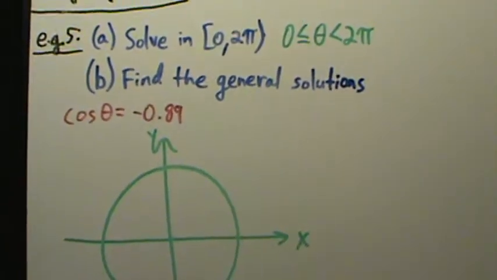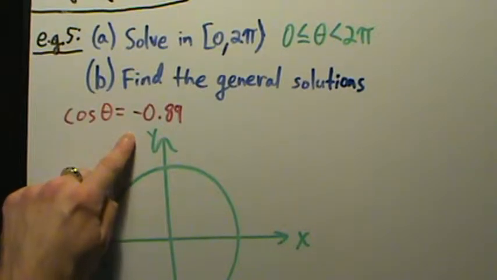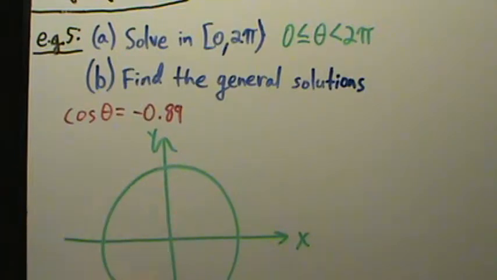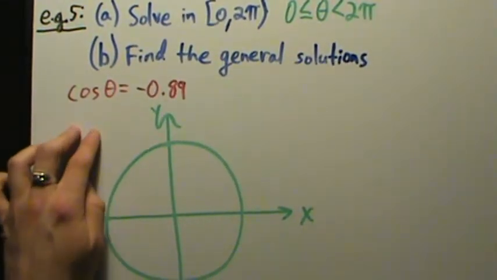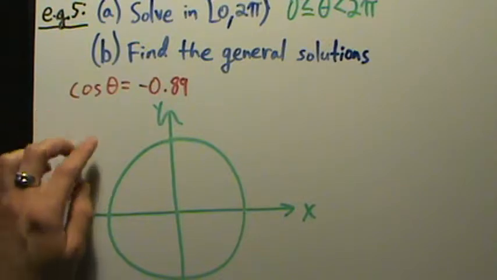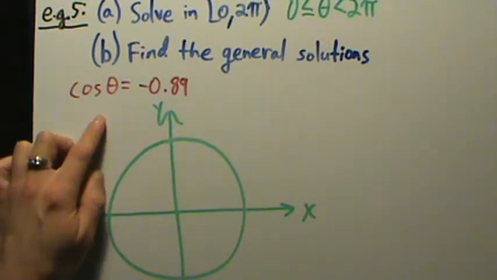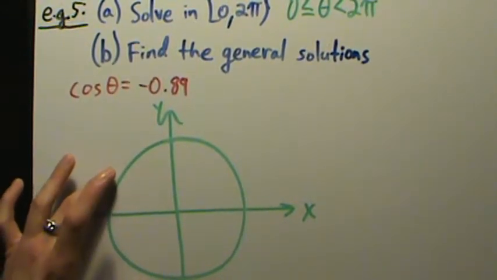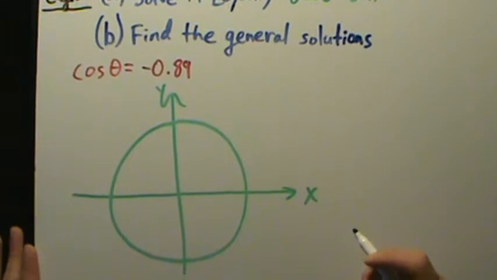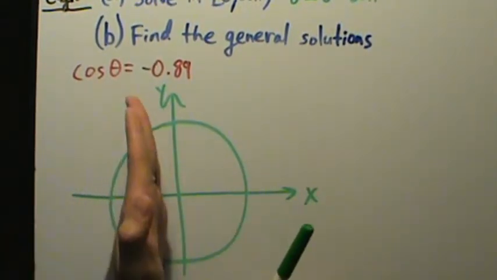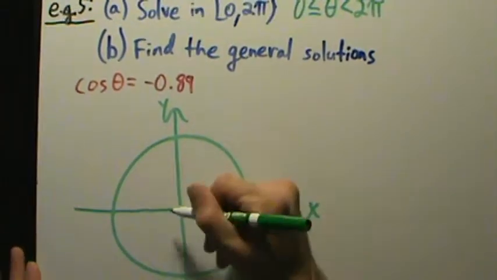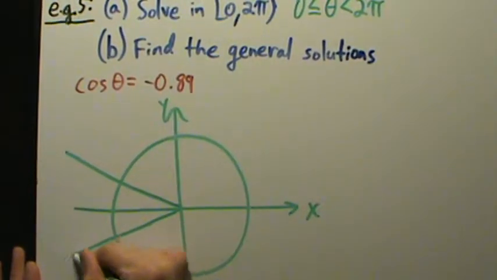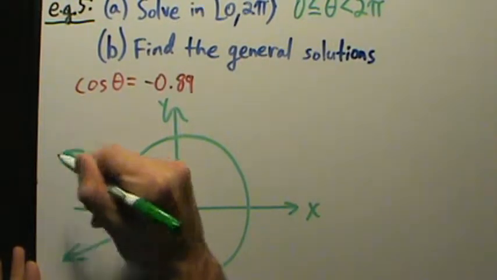Now remember, cosine of theta is negative 0.89, so remember that if the cosine is negative, then the corresponding angle is somewhere in quadrant 2 or quadrant 3. Because remember, cosine corresponds to the x-coordinate, right? If we have some angle theta in standard position, then the terminal side of theta hits the unit circle at some point, and the x-coordinate of that point is the cosine of the angle theta. So if cosine is negative, the x-coordinate's negative, so we're in quadrant 2 or quadrant 3. That's going to be somewhere over here or somewhere over here, approximately. We just want to make sure that we get the quadrant right.